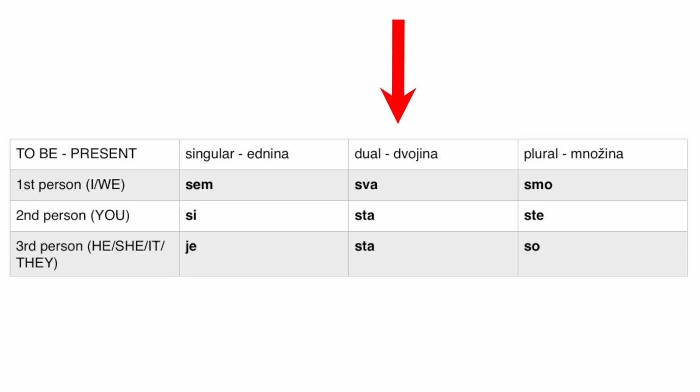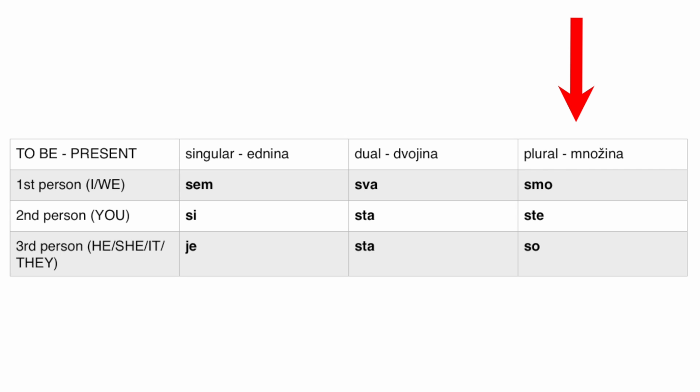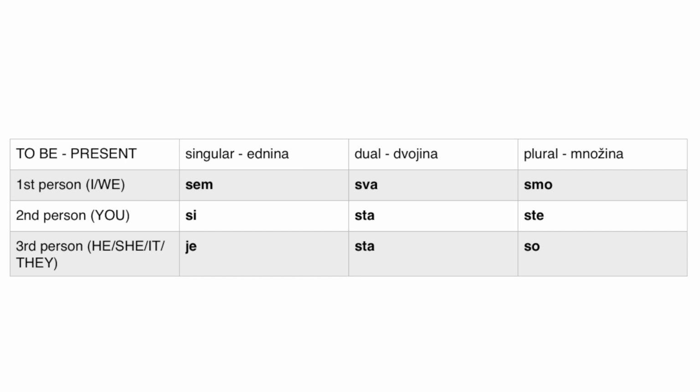Sem, si, je. For first person dual we have sva, second person dual is sta, and third person dual is sta. So when it comes to dual, the form of the verb to be in the second and the third person is the same. First person plural is smo, second person plural is ste, and third person plural is so. Smo, ste, so. To repeat: sem, si, je, sva, sta, sta, and smo, ste, so.